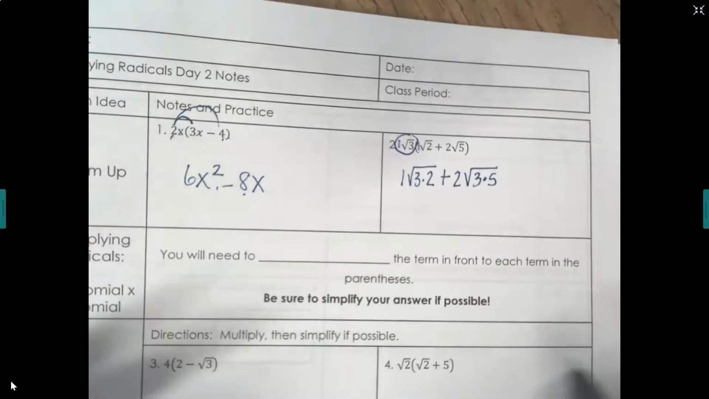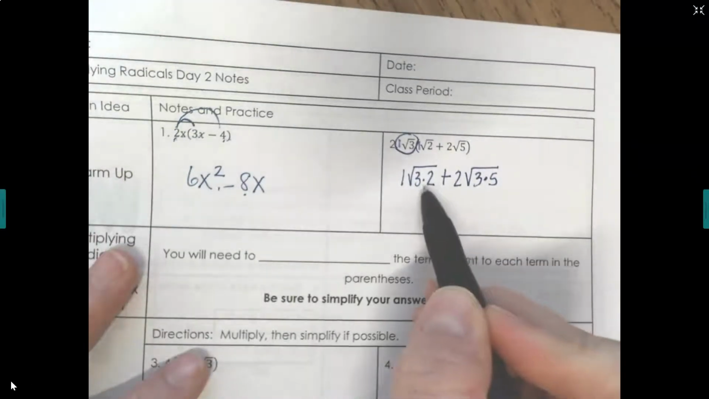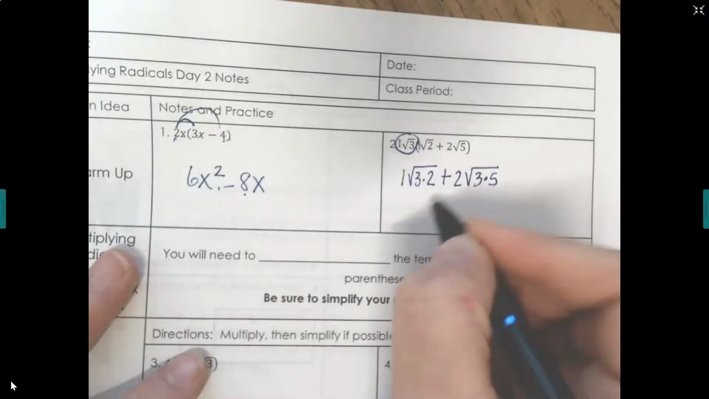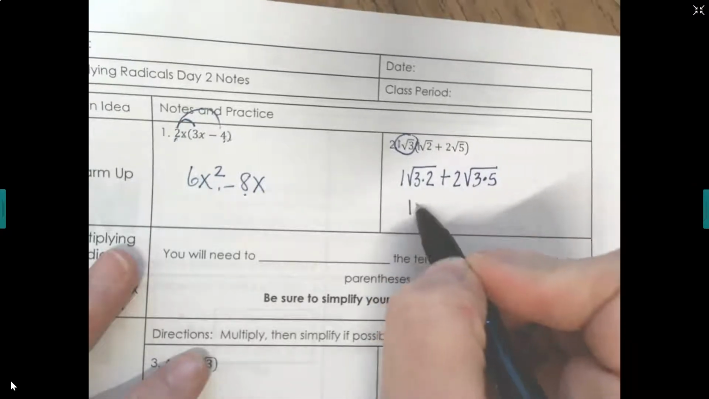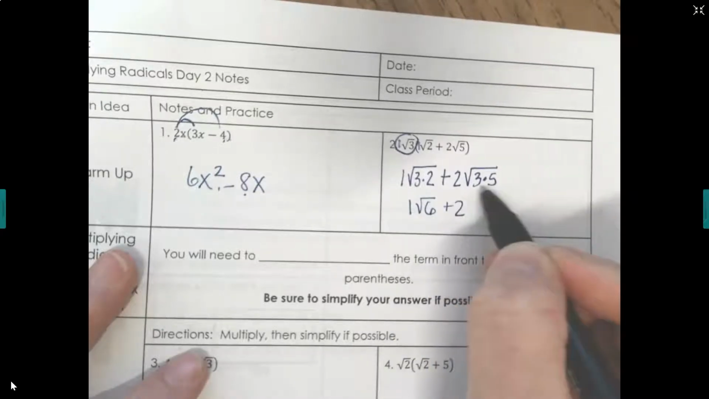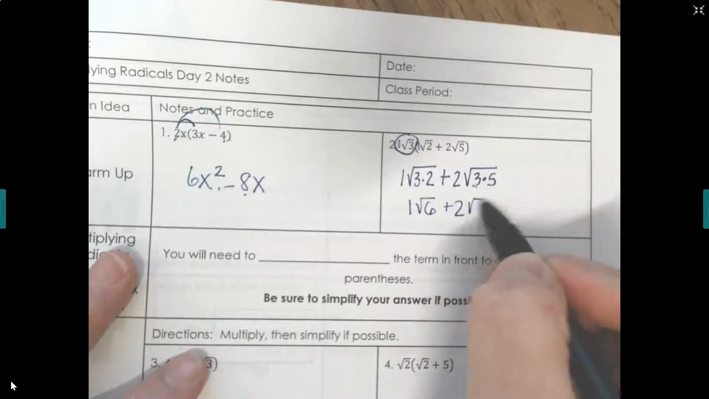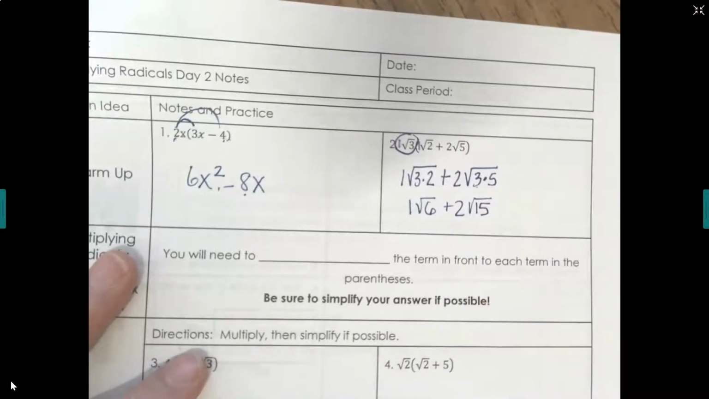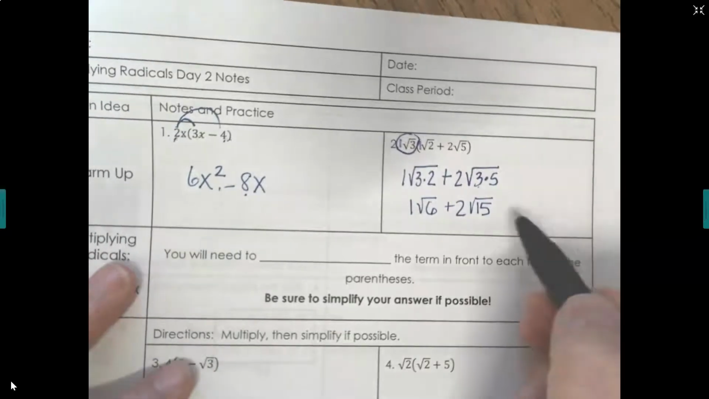So let's take a look. 3 times 2, there's no pairs. These are prime, they won't break down, so we're going to remultiply them together and leave it 1 square root 6. Then we have our 3 and 5. There's no pairs. These are prime. They're not going to break down. So it's going to go to 15. So this is going to be our final answer on this.